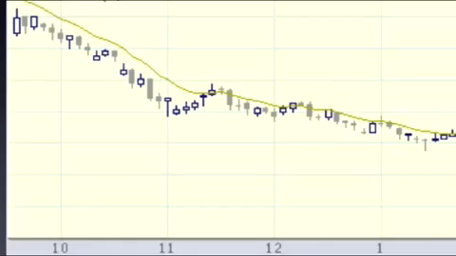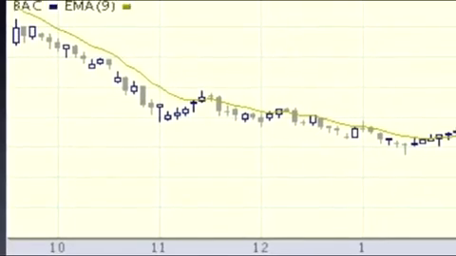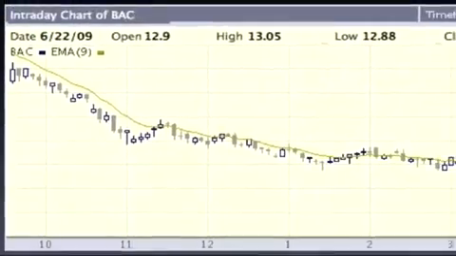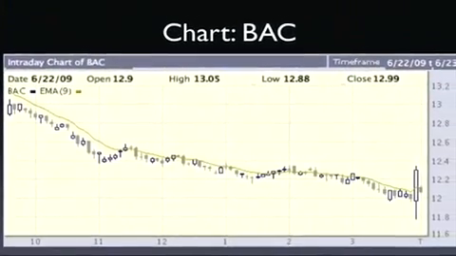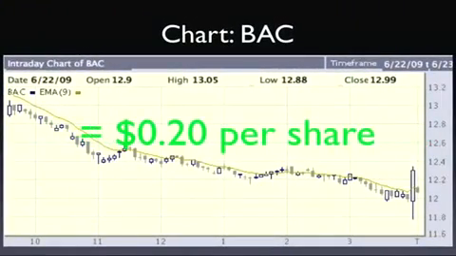Now obviously, if we had a different rule and got out sooner, we would have made more money, but rules is rules, and our exit takes us out at 1250, giving us 20 cents per share profit on that trade. So if we were trading 100 shares, that would be $20 profit, and if we were trading 1,000, that would be $200 profit. So that's our first trade, and that's a profitable trade.